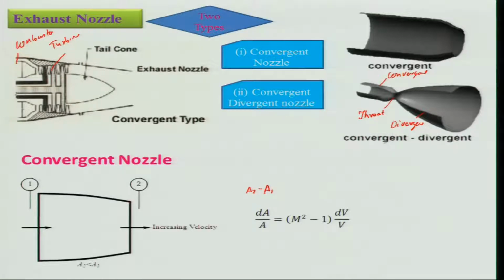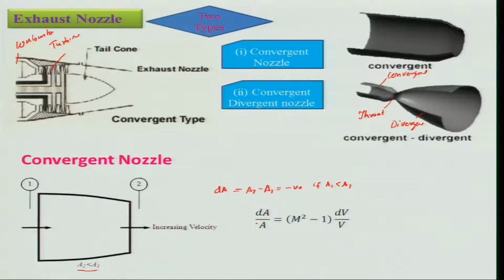That means, A2 minus A1, what will it be? If A2 is less than A1, this will be negative, right? That means dA, this is basically dA, will be negative, provided A2 is less than A1.